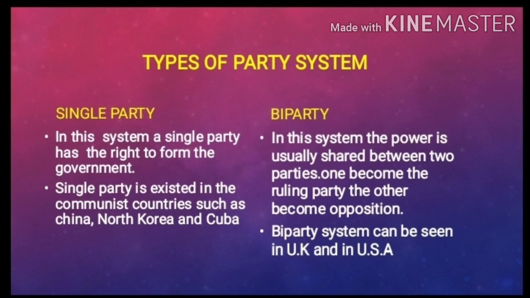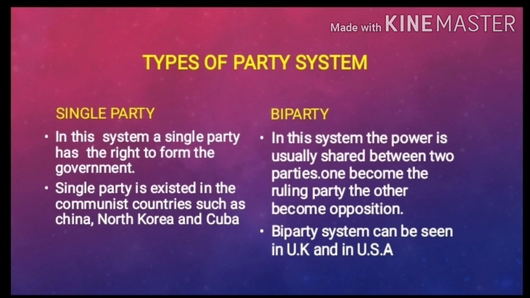Next we are going to see types of party system. Single party. In this system a single party has the right to form the government. So there will be only one party to form the entire government. A single party system exists in countries such as China, North Korea and Cuba. In these places only a single party can form the government.